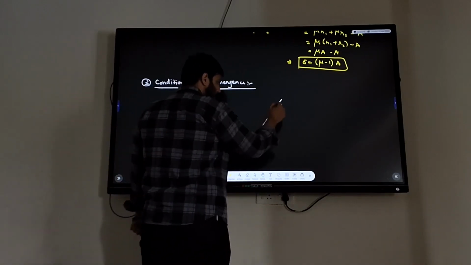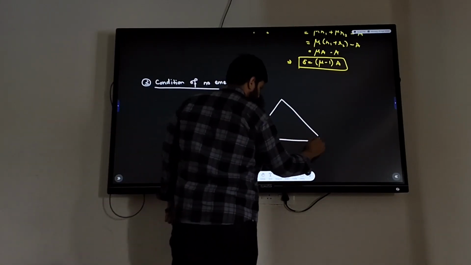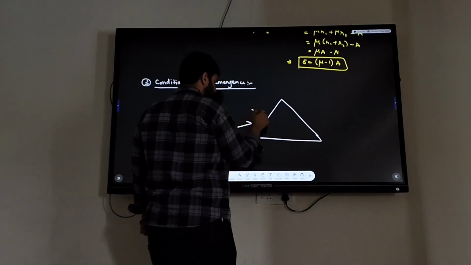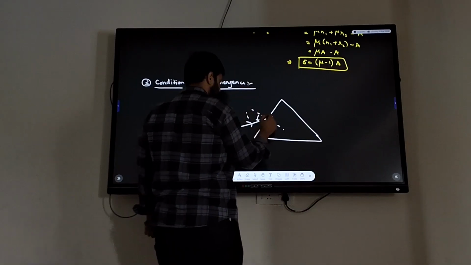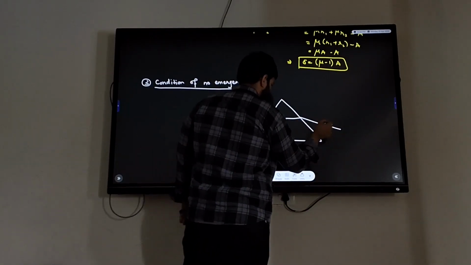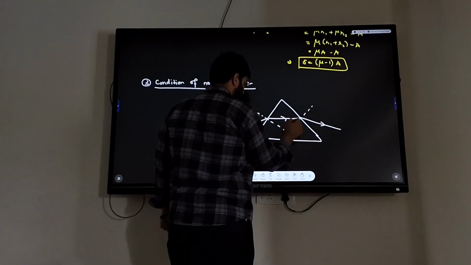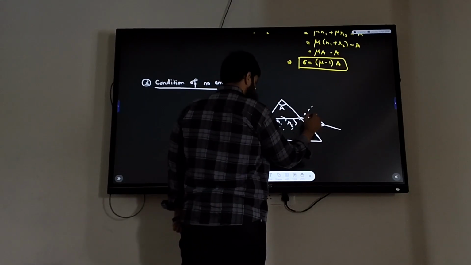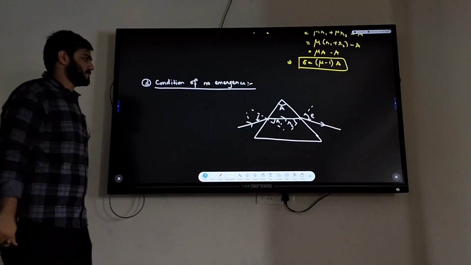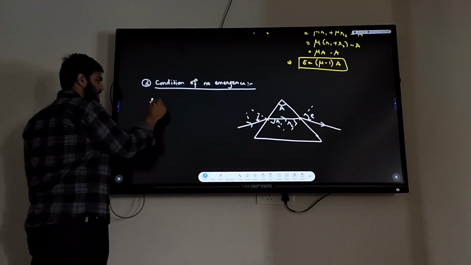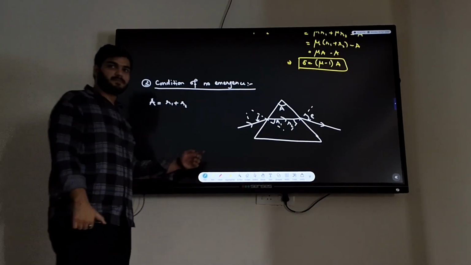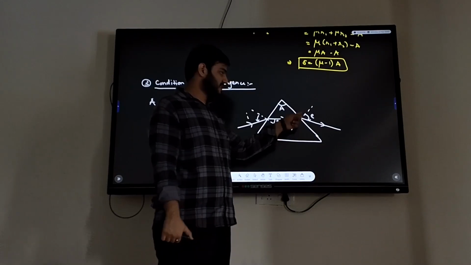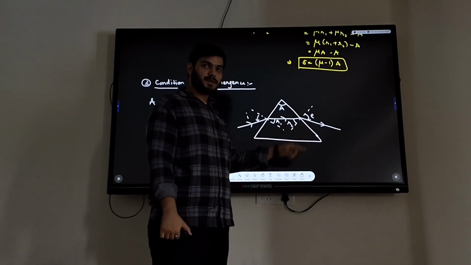So let me come back to the diagram. The diagram was something like you have angle I. This is R1, this is R2, this was A, this is E. And what is the relation that you know? That A is equal to R1 plus R2. We want R2 to be something such that this E becomes 90 degrees.